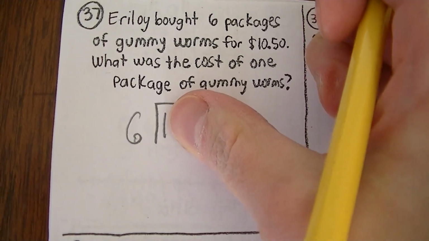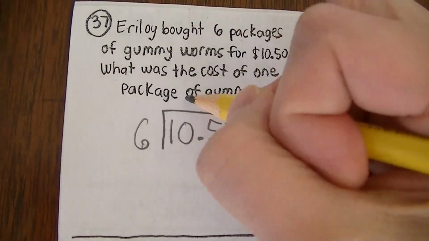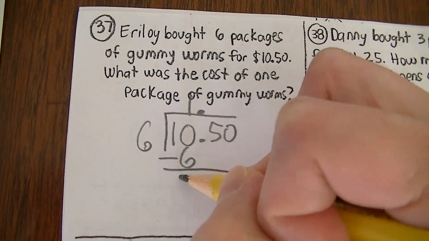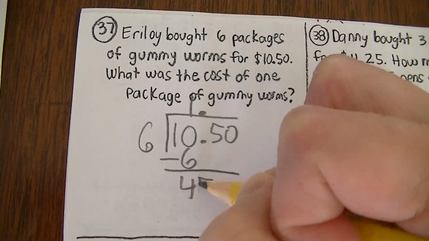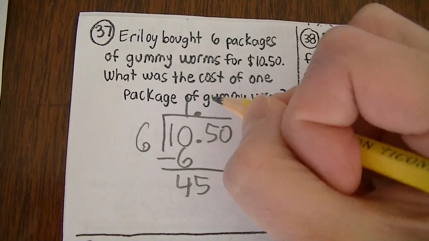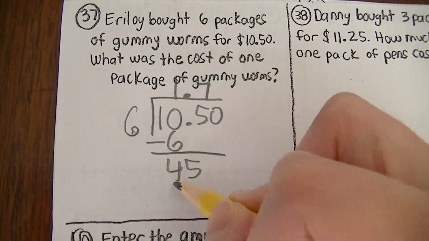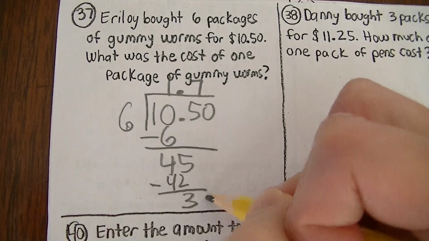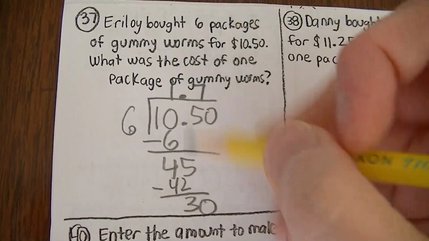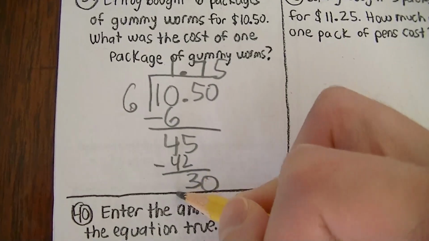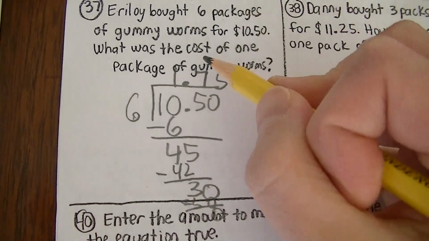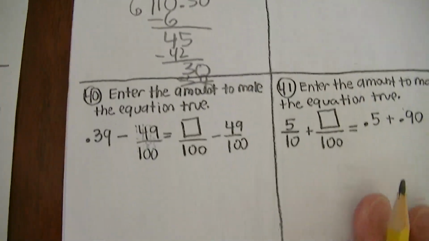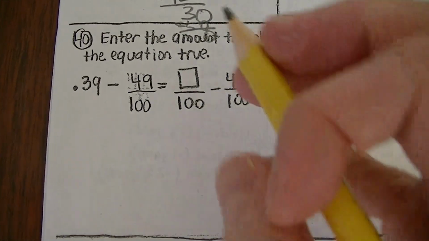6 does not go into 1, but it goes into 10 once. Bring up that decimal. 6 times 1 is 6. 10 minus 6 is 4. 6 doesn't go into 4, but it goes into 45. It goes into 45 7 times. 6 times 7 is 42. 45 minus 42 is 3. 6 does not go into 3, but it will go into 30 when I bring that down. 6 times 5 equals 30. So subtract 30. No remainder, so that right there is your answer. $1.75.